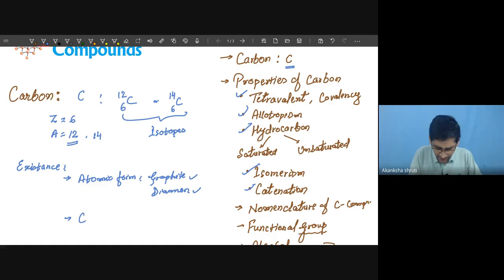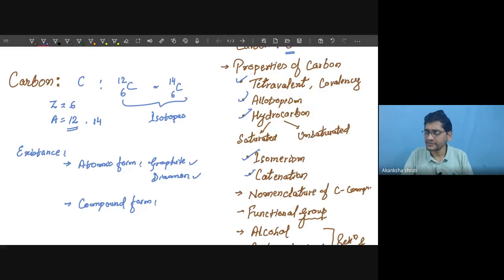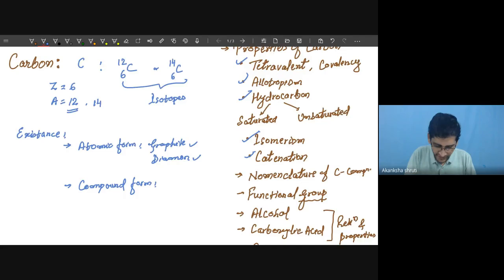They may exist in the compound form. In compound form, again, it may exist in free form as well as in the combined form, or it may exist in the gaseous, solid as well as in the liquid form. How are they? If we consider the air, the carbon dioxide, carbon monoxide, these are the gases which are present in air. So in air it is found.